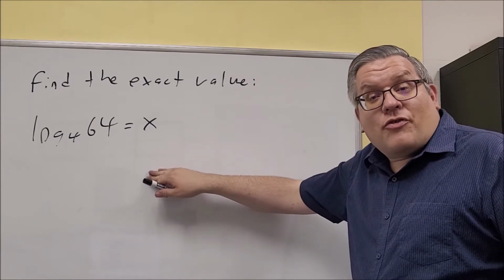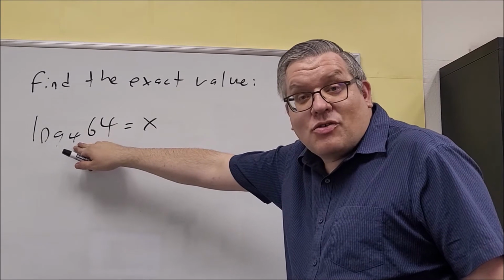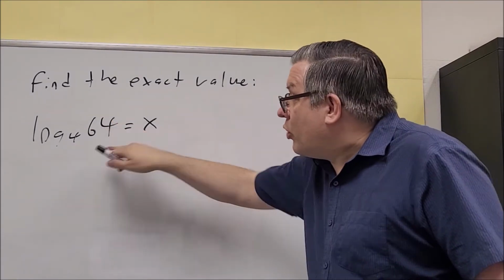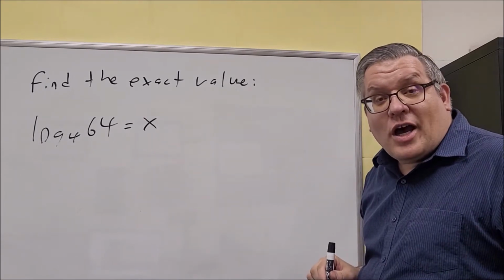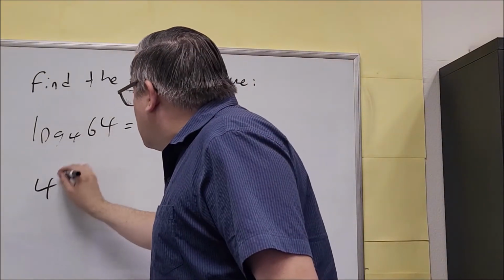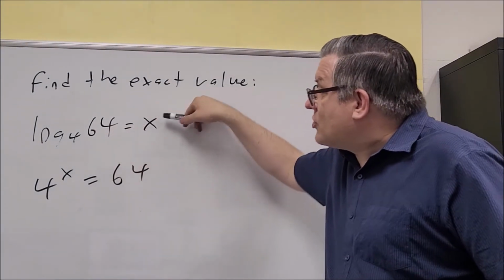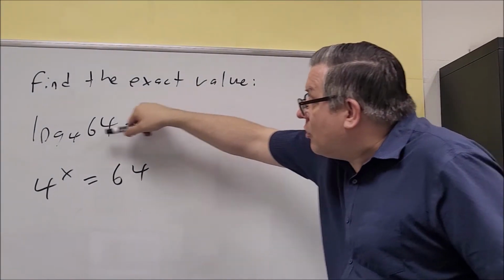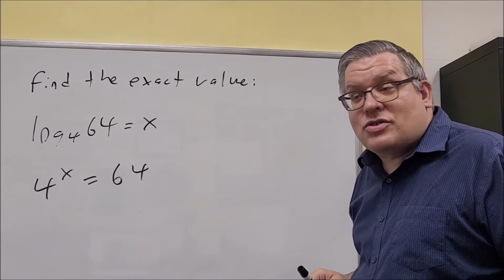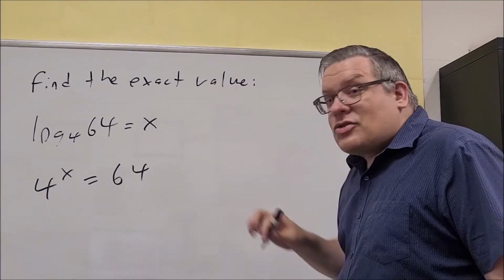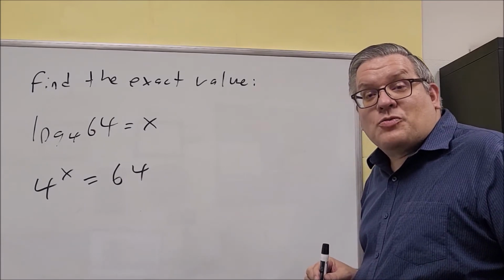The way that we're going to do that for this one is we're going to take the base 4 and raise it to the number after the equal sign, and that's going to equal whatever we have left over inside. So what that looks like is 4 to the x. 4 raised to the number after the equal sign is going to equal everything else left over, so 4 to the x equals 64.